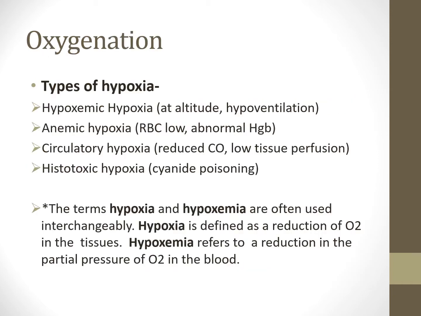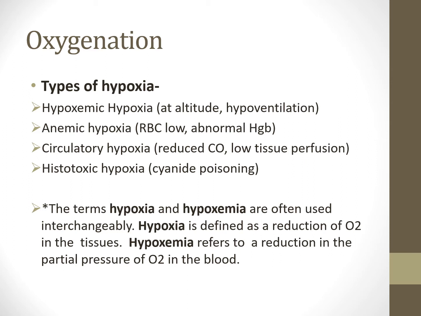All right, so talking about oxygenation, we have different types of hypoxia, and I want to clarify a little bit. We have the terms hypoxia and hypoxemia. A lot of times they're used interchangeably, but to differentiate between them: hypoxia is defined as a reduction of oxygen in the tissues. Hypoxemia, whenever you see "emia," it means blood. That is referring to a reduction in the partial pressure of oxygen in the blood.